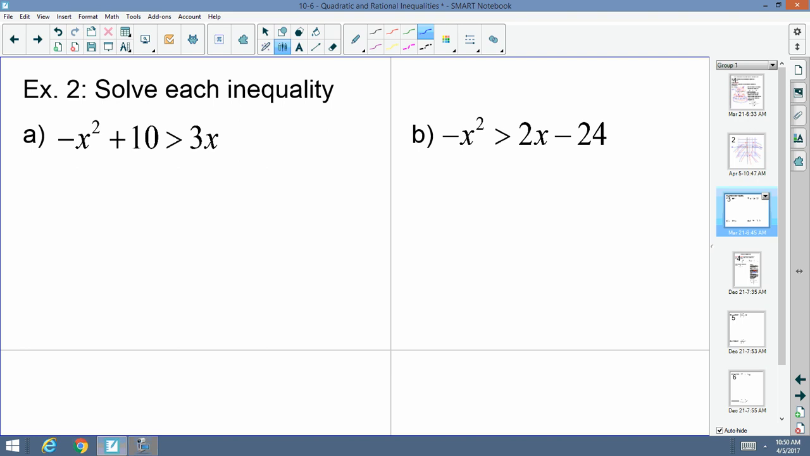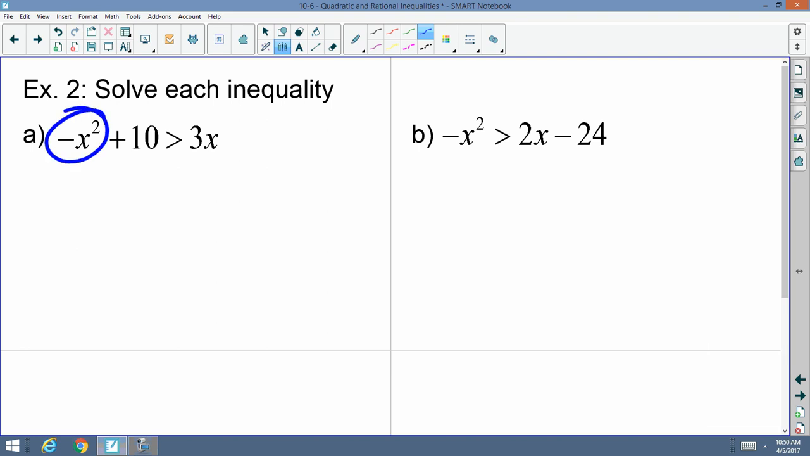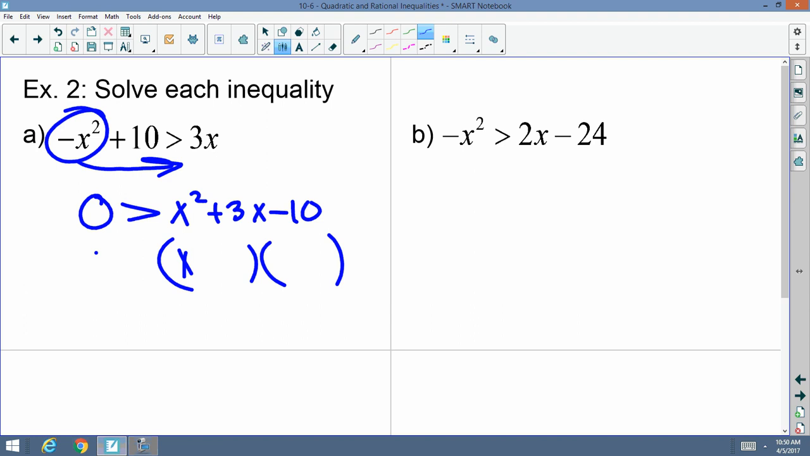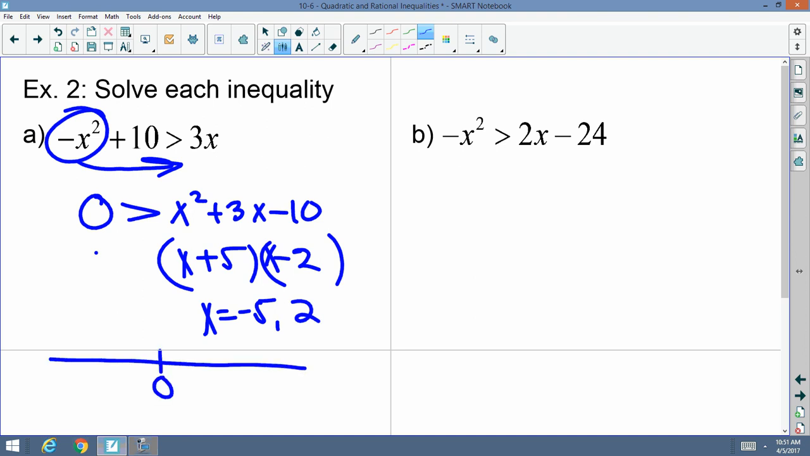Okay, guys, when I'm finding solutions and whatnot, I like to work with positive coefficients of x squared. So I'm going to move everything over there. So I'm going to have 0 is greater than x squared plus 3x minus 10. So I'm going to go ahead and factor this if possible. So I got x plus 5 and x minus 2. So x will equal negative 5 and 2. Okay? Let's go to my number line. Here's 0. Here's 2. Here's negative 5.